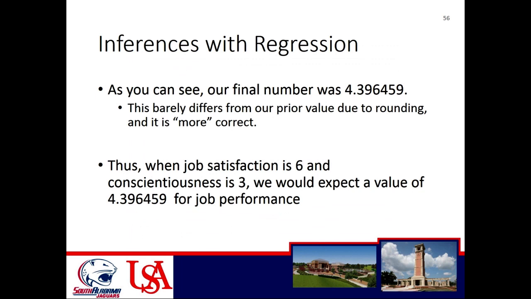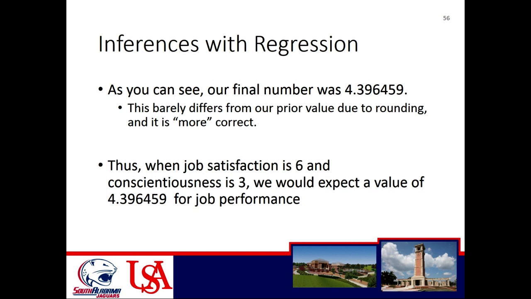So as you can see, our final number was 4.396459 to be more exact. And this barely differs from what we did when we calculated it by hand before. When we calculated by hand before, it was just 4.39. And that's just because the values differ due to rounding. Before we didn't multiply the exact values. Now we get a more exact number. So this barely differs from what we did before due to rounding, but technically it is more correct. So therefore we can see that we would expect job performance to be 4.396 when job satisfaction is 6 and conscientiousness is 3. And that's how we can do prediction with regression.